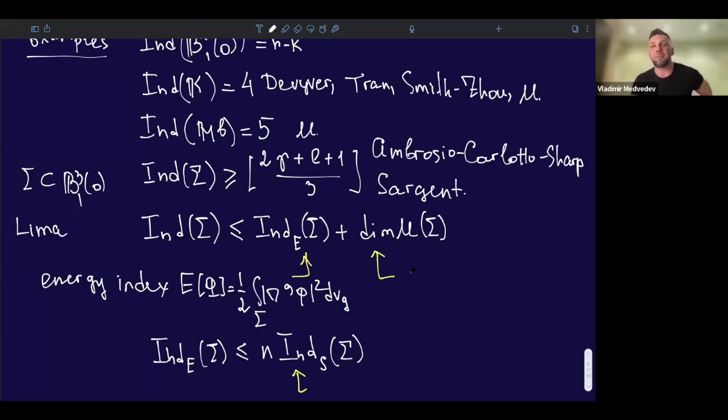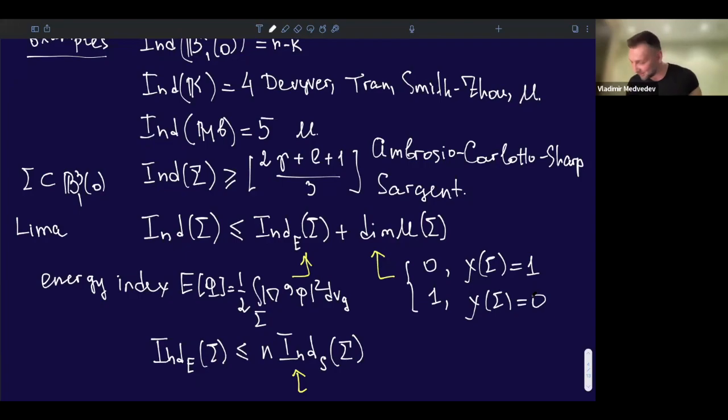And the second term is nothing but the dimension of the moduli space of conformal classes on sigma. If you don't know what the moduli space of conformal classes on sigma is, don't worry about this. This is a number which depends on the topology, and it takes the following form. It is 0 when the Euler characteristic of sigma is 1. It is 1 when the Euler characteristic of sigma is 0. And guess what's next?